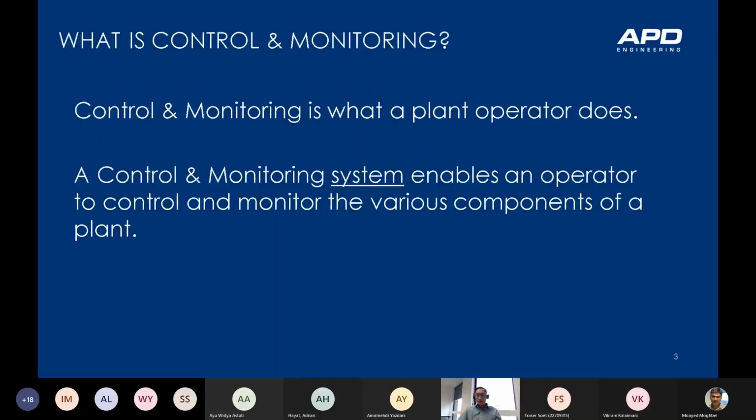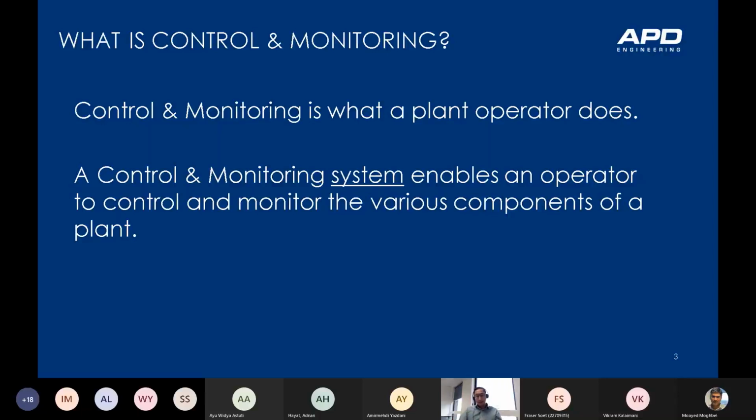So I'll start with what is control and monitoring. Simple one. So control and monitoring is what a plant operator does. By plant, I mean production plant. So it could be a plant that produces power. In this case, that's what we're talking about. But it could be producing iron ore, potable water. It's a production plant. And a control monitoring system enables that operator to control and monitor the various components of that plant.